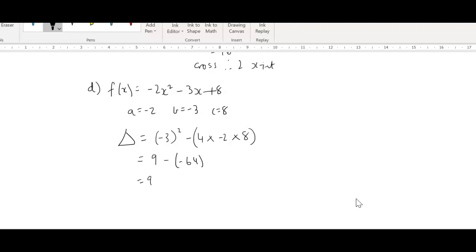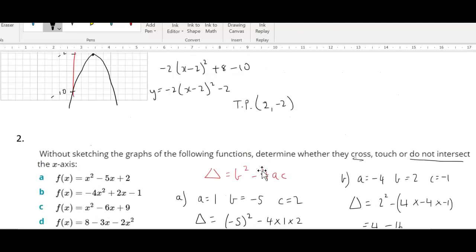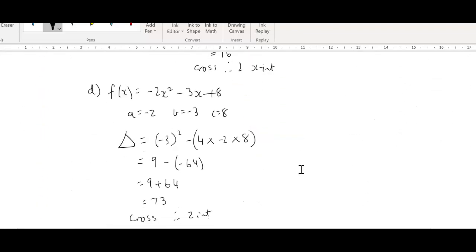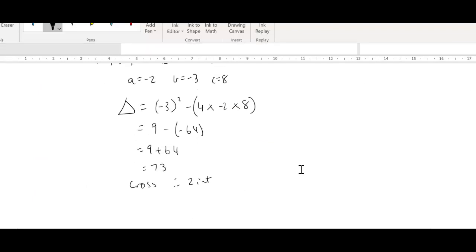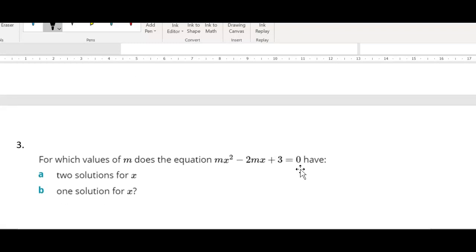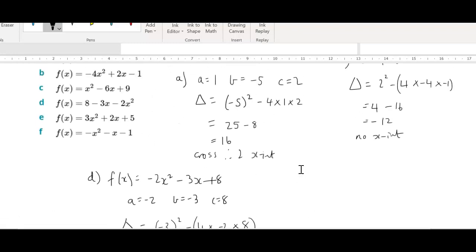So I'm going to have 9 plus 64, which is 73. So they cross, therefore 2 intercepts. All right, the question is asking what the scenario is, so you don't actually have to add them together. You just need to know whether it's positive, 0, or negative, really. All right, now I want you to do the rest of question 2.